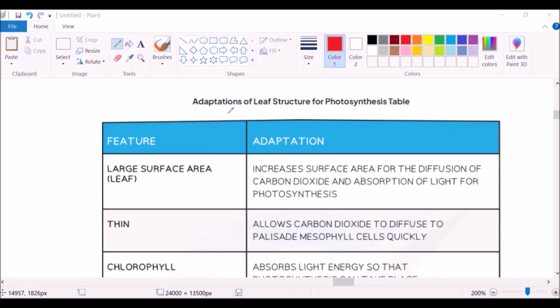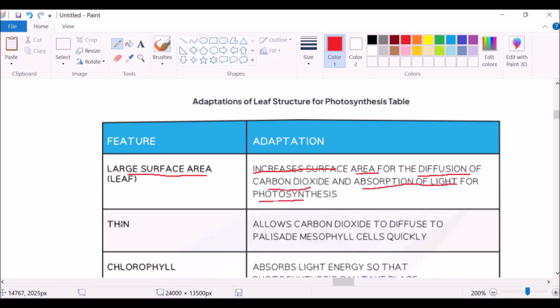Now we look at adaptations of the leaf structure for photosynthesis. Here we are looking at how the shape and the structure of the leaf makes it suitable for photosynthesis. The leaf has a large surface area. This helps because it increases the surface area for the diffusion of carbon dioxide and absorption of light for photosynthesis.